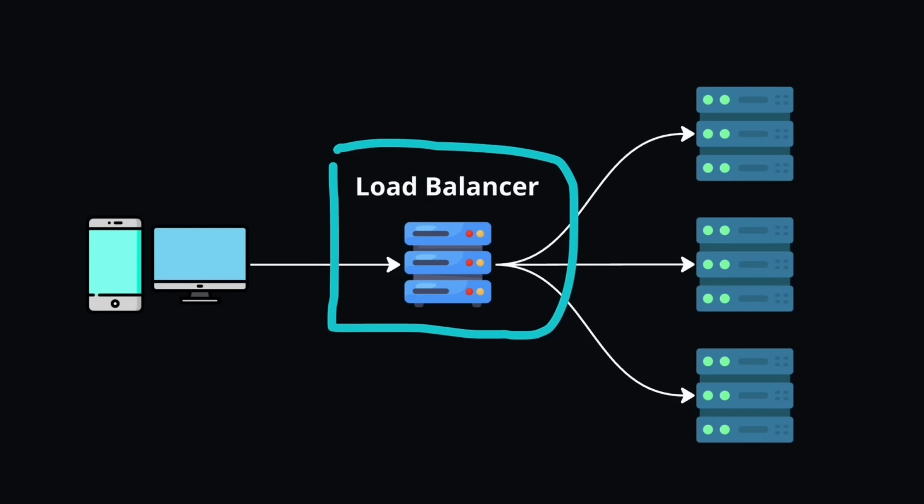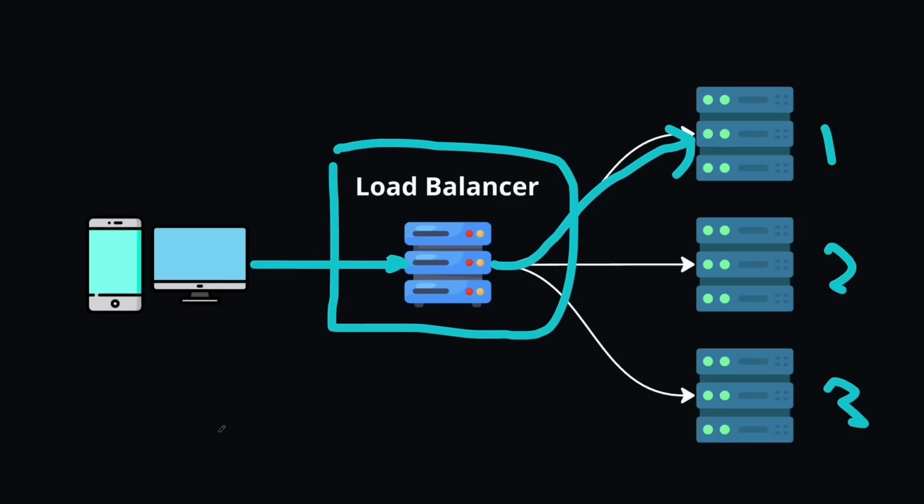We use load balancers to distribute the traffic across multiple servers. For example, here we have 3 servers, server 1, 2 and 3. Whenever we have a new request from the clients, the load balancer decides where we have the least load and then it redirects the traffic to that server.